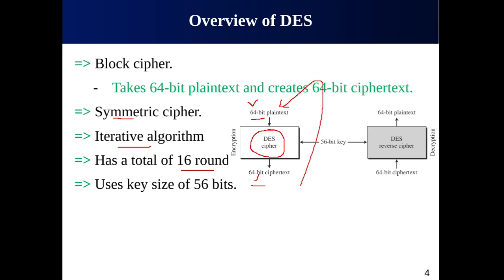Why so many rounds? Because it is considered that the more rounds an algorithm has, the more secure the algorithm would be. However, if you see on the right hand side here, the DES algorithm uses a key of only 56 bits. And this is one of the major drawbacks, as we will see at the end of this lecture. So it uses a key size of 56 bits.